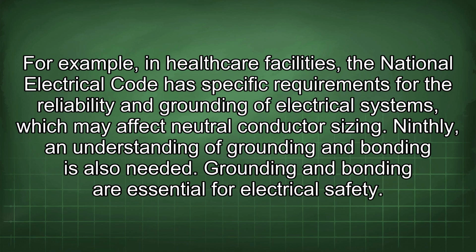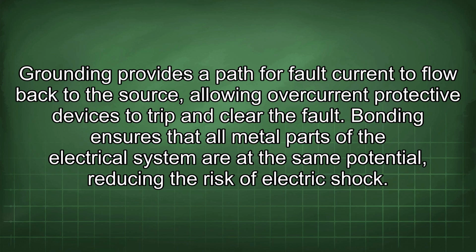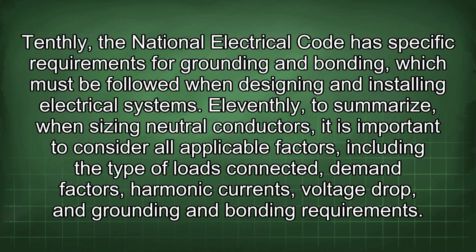Ninthly, an understanding of grounding and bonding is also needed. Grounding and bonding are essential for electrical safety. Grounding provides a path for fault current to flow back to the source, allowing overcurrent protective devices to trip and clear the fault. Bonding ensures that all metal parts of the electrical system are at the same potential, reducing the risk of electric shock. Tenthly, the National Electrical Code has specific requirements for grounding and bonding, which must be followed when designing and installing electrical systems.